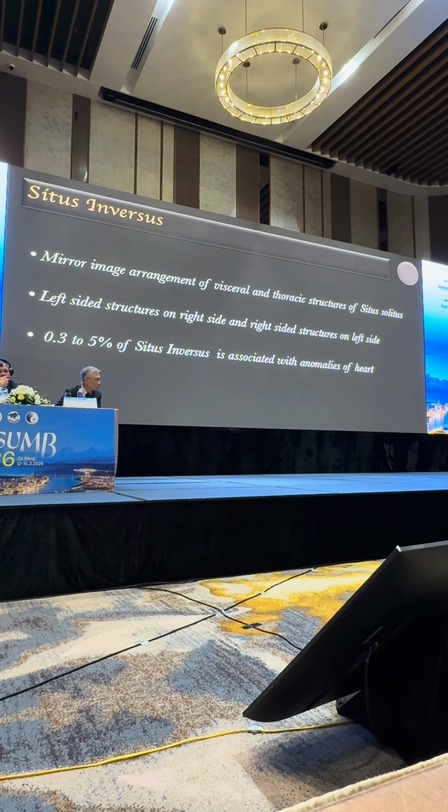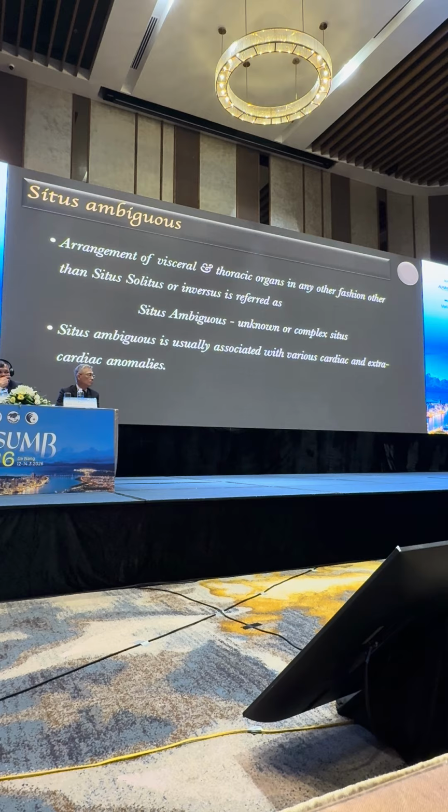That is the reason why we need to establish this. Whereas in a situs ambiguous, the visceral as well as thoracic organs are arranged in any fashion other than situs solitus or situs inversus. That means the stomach is on the left side and the apex of the heart is on the right side, or the apex of the heart is on the left side and the stomach is on the right side. The first section itself tells you that there is something wrong with the arrangement or alignment, which prompts you to think in terms of a possible heterotaxy.